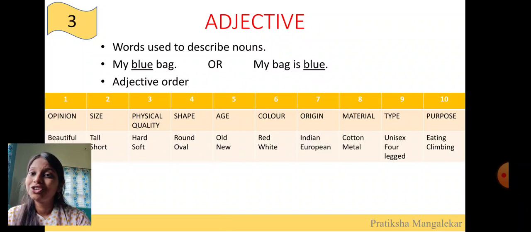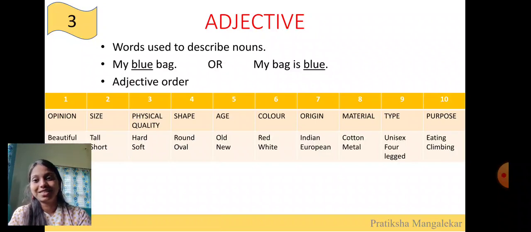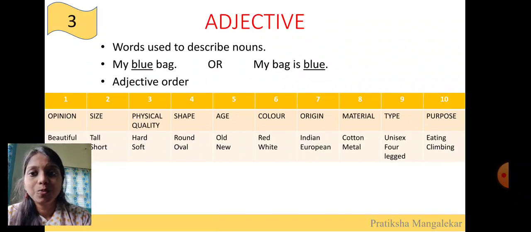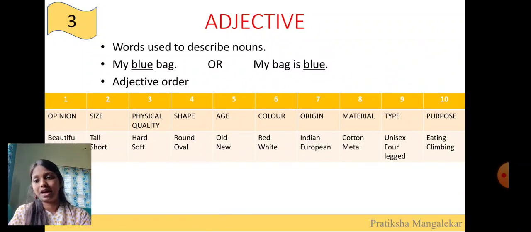Let us move on to the third part of speech, that is an adjective. Adjectives are words that are used to describe nouns. For example, my blue bag or my bag is blue. In both these sentences, the word blue is the adjective which describes the noun bag.